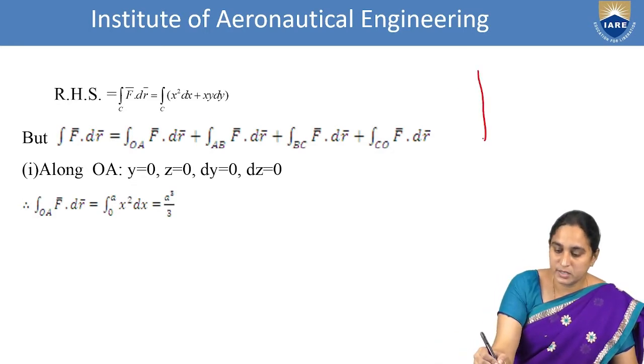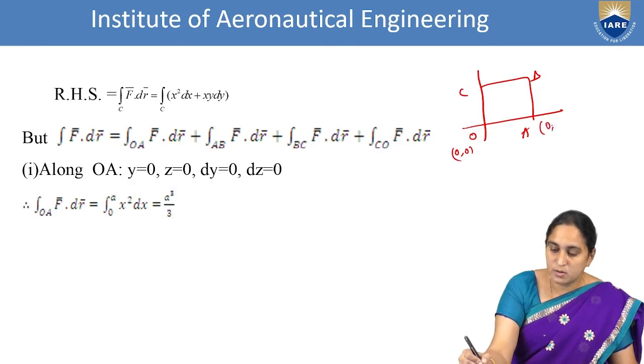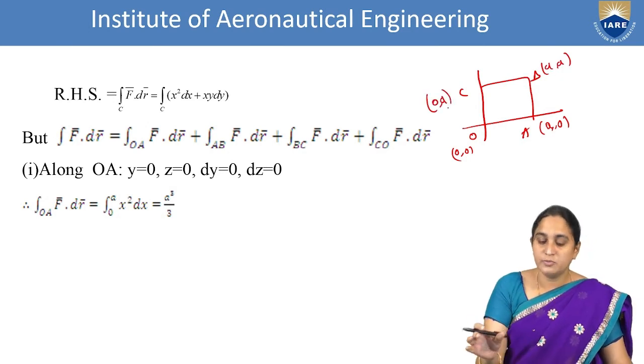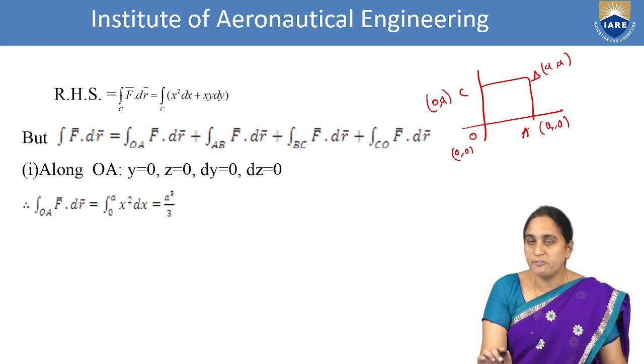Once again I'll draw the diagram here. This is O, A, B, C. This is (0, 0), this is (a, 0), this is (a, a), and this is (0, a). Now, I have to calculate the line integral along the square. Here the square has 4 parts.